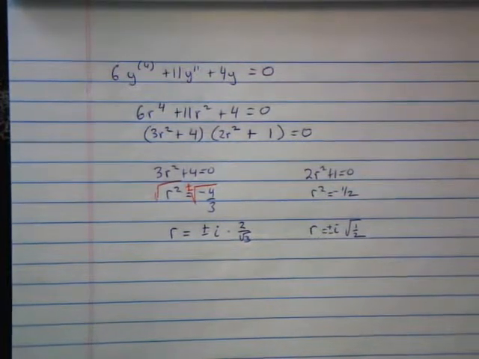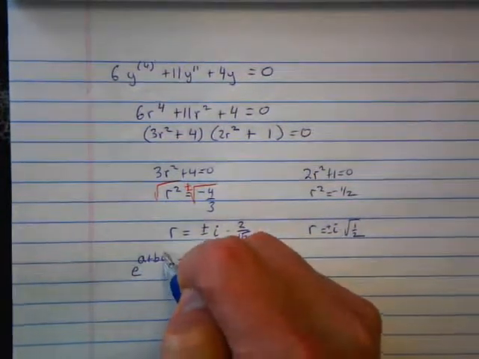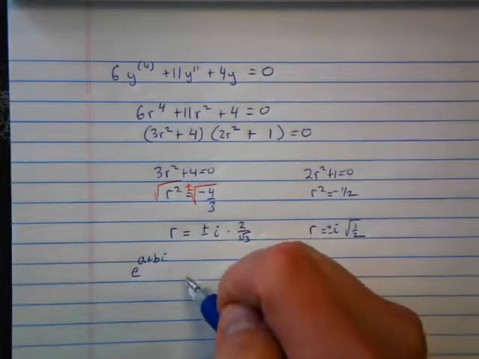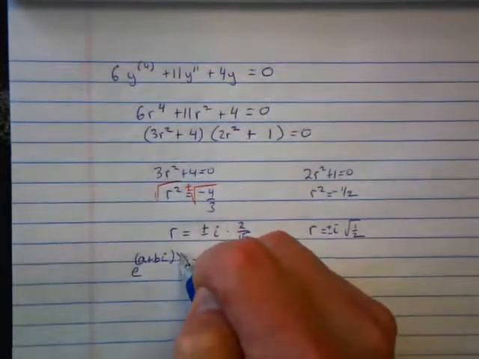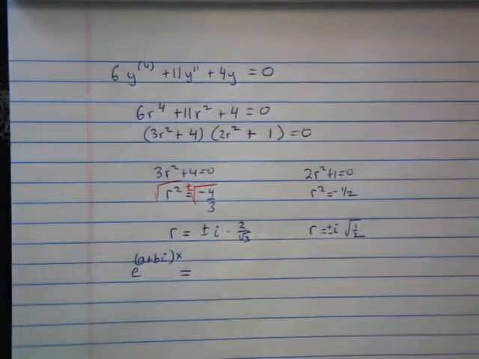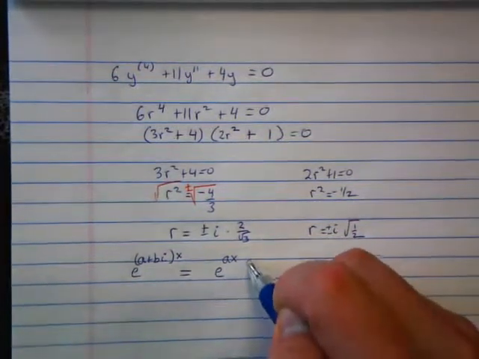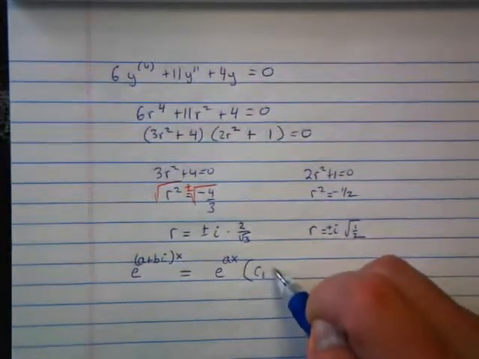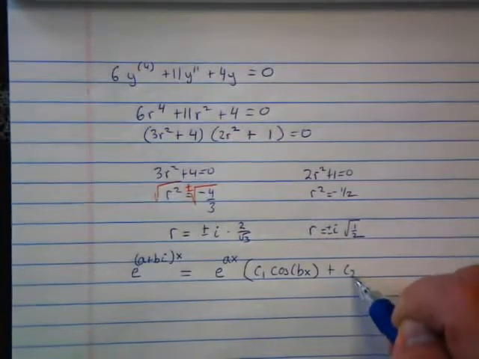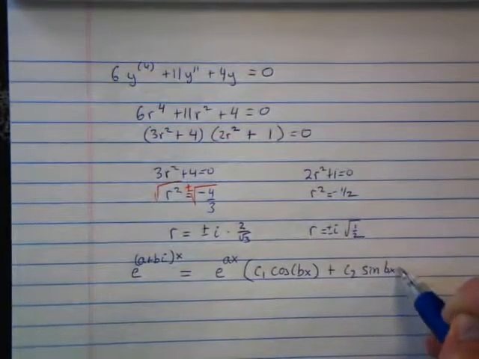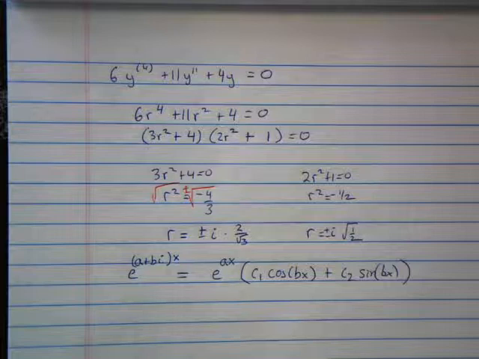Okay, so remember, according to our good friend Euler, if we had something in the form of e to the a plus bi, and we'll even put an x there, because this is what we want our answer to look like, we were going to end up with an e to the ax, and then a c1 cosine of bx plus c2 sine of bx. Where those c1s and c2s could end up being complex numbers. We were okay with that.